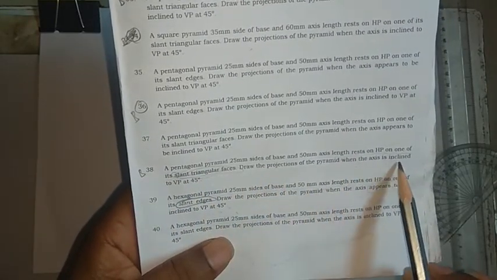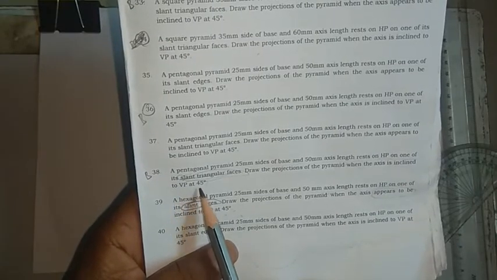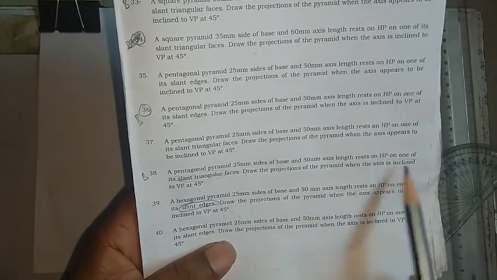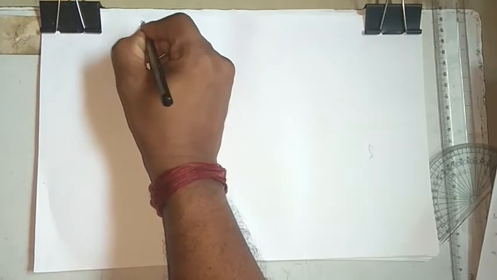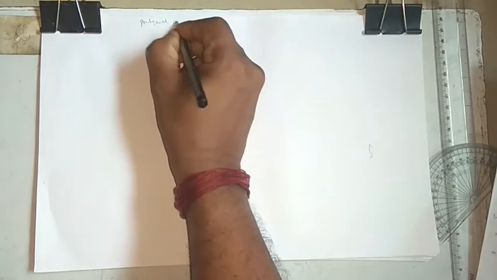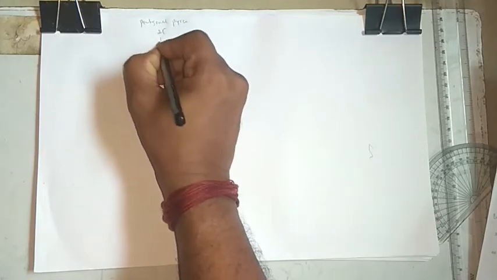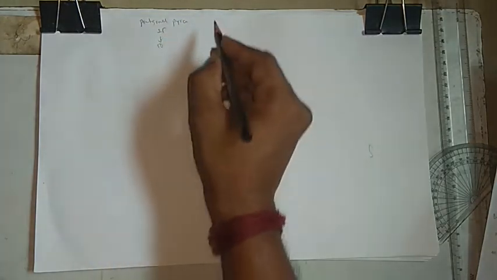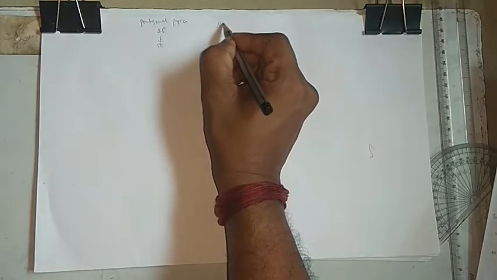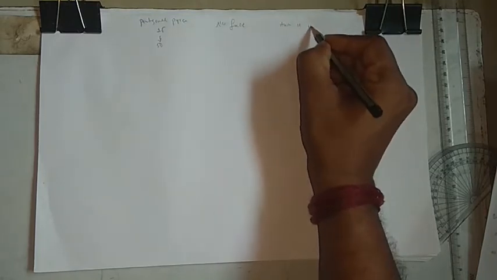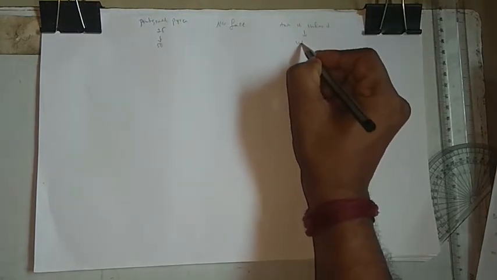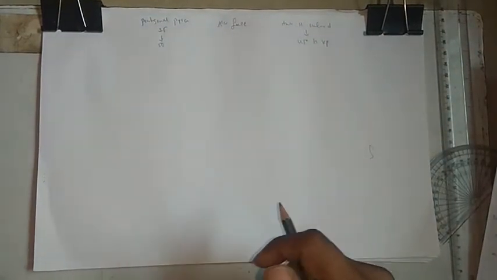So draw the projection of the pyramid when the axis is inclined to VP at 45 degree. Okay, so axis is inclined, so it's a locus line problem. Okay, to start with that one, so here we have a pentagonal pyramid, so 25 and 50. Okay, so next it is on a triangular face, and next axis is inclined at a 45 degree to VP. Okay, so these are the three things what exactly we need.